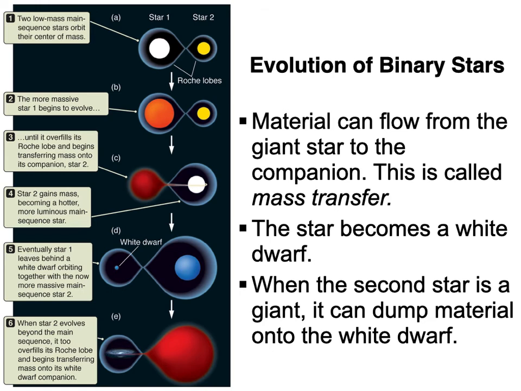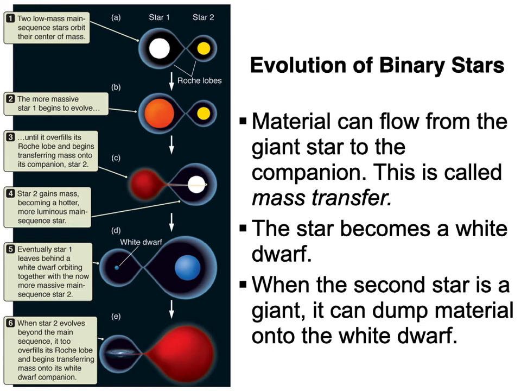Because it's going to be fusing a lot faster. But remember, it didn't evolve off. It's still fusing hydrogen down in its core like it was doing to begin with. It's just now fusing faster. It's got more material pushing down on it. Its gravitational force is a lot stronger.